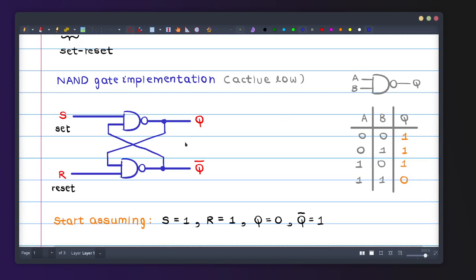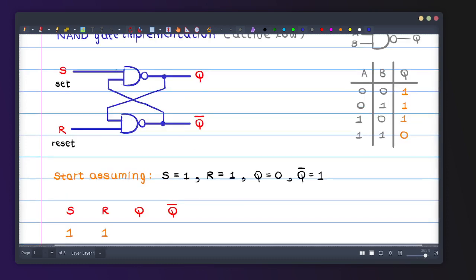Now, to understand how this set reset latch works, we need to understand that this set reset latch has to be given a bunch of values at the beginning. What does that mean? We need to assume that S, R, Q and Q complement are already given values. Now, before we look at the values that are passed into the S, R, Q and Q complement, we'll understand what these inputs and outputs are.